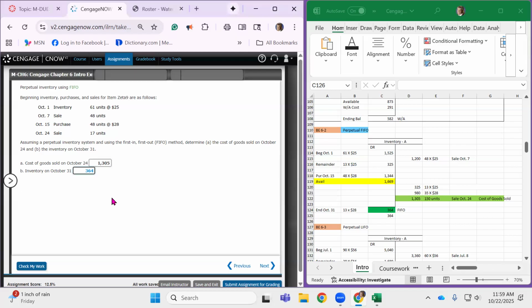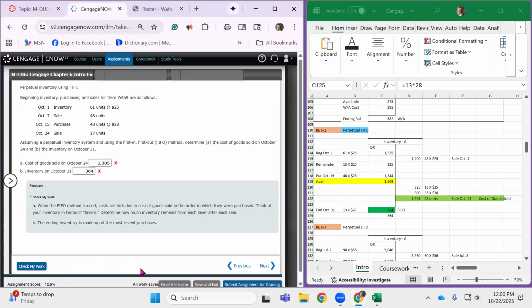So here is your cost of goods sold, which should be $1,305 for 48 units. I got to change that. 48 units. Make sure that that is reflected here. There were 48 units sold at a cost of $1,305. So you'll want to put that down. And then what is still remaining in inventory is $364. Remember, we don't report how many there are in inventory. We report their value, right?